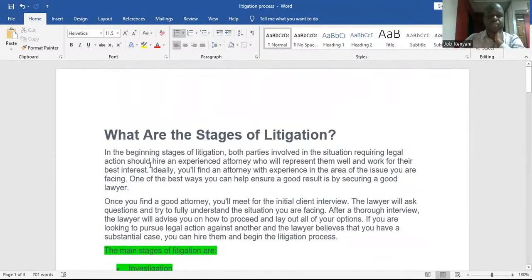So in the beginning stages of litigation, both parties involved in the situation requiring legal action should hire an experienced attorney or lawyer who will represent them well and work for their best interests. So people will look for lawyers who have the experience to protect or safeguard them, or give them guidance as to how to approach that particular matter before the court.